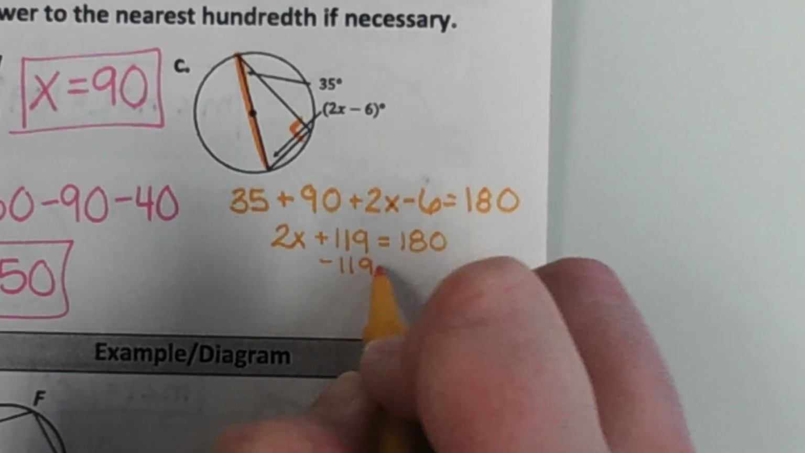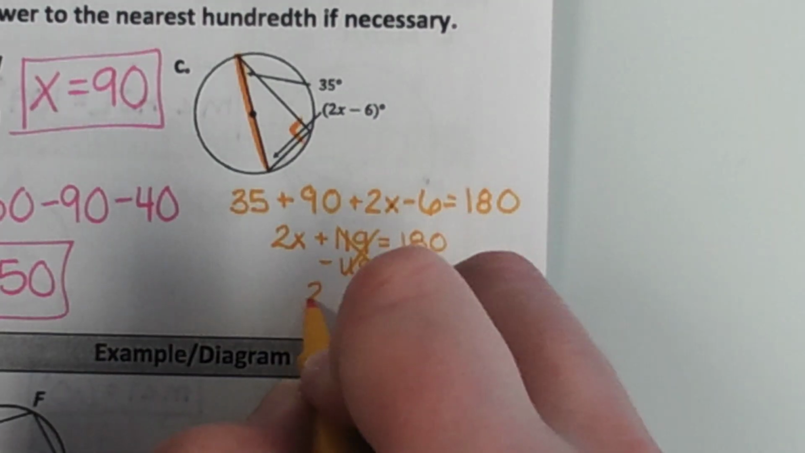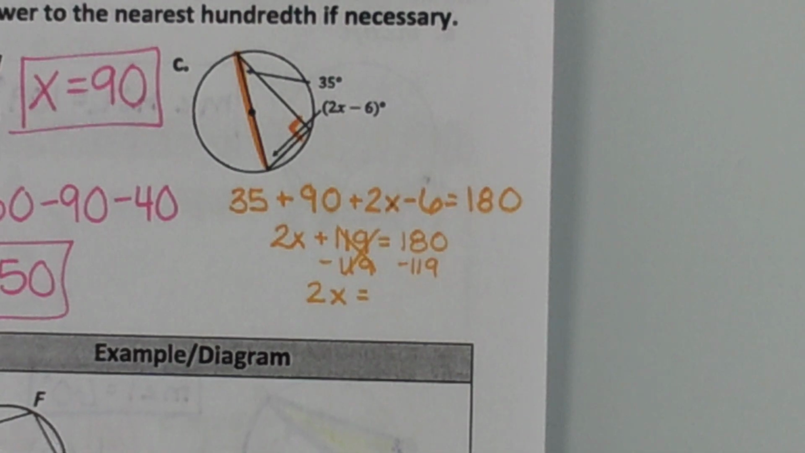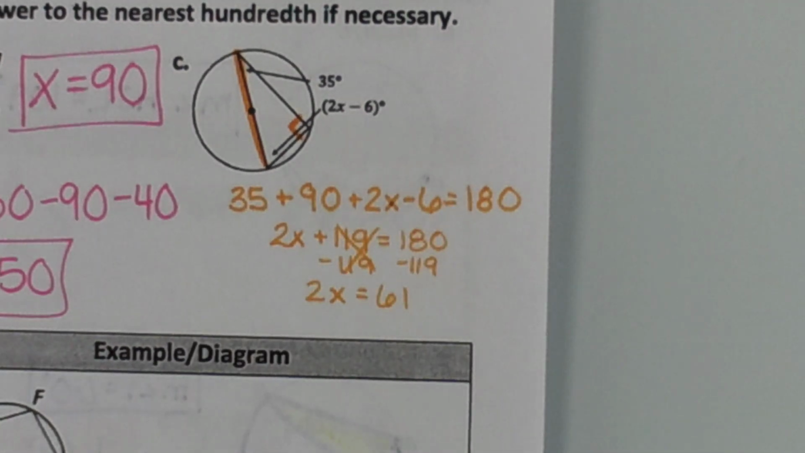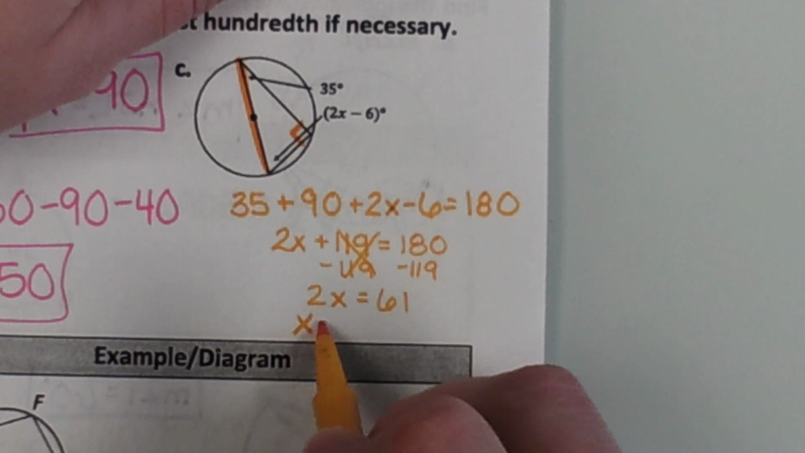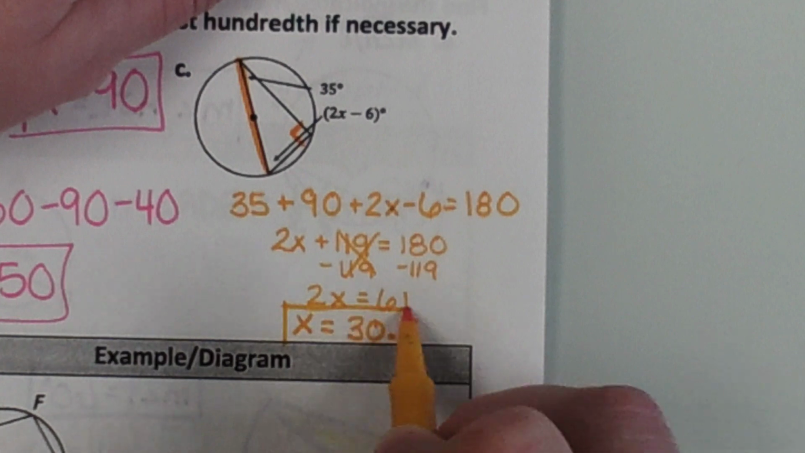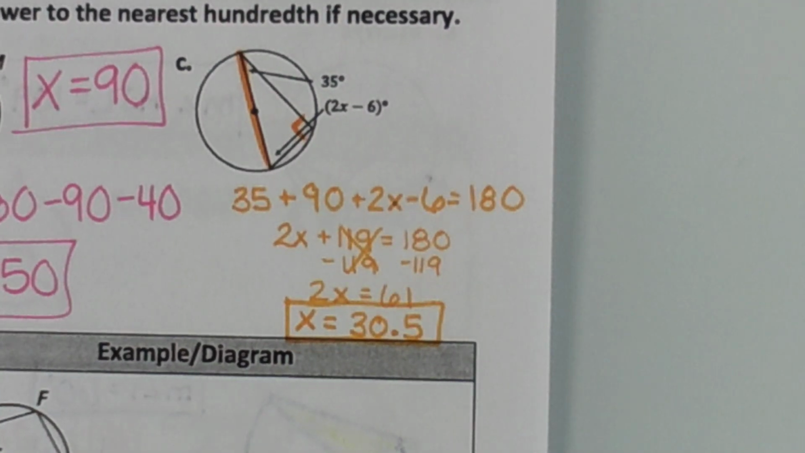Subtract the 119. 2x is equal to 61. Divide by 2. X is 30.5. Decimals okay? Yes, you are allowed to have decimals. You're allowed to have negatives as long as it doesn't make angles or segments negative.